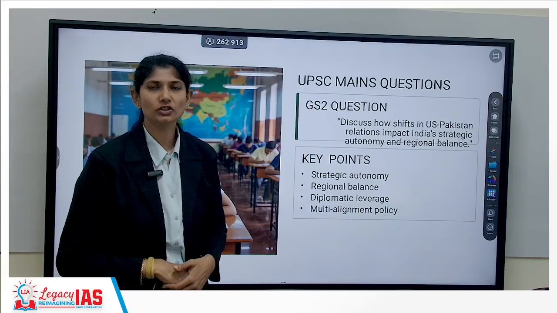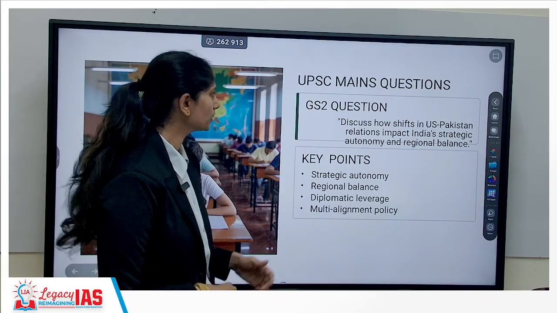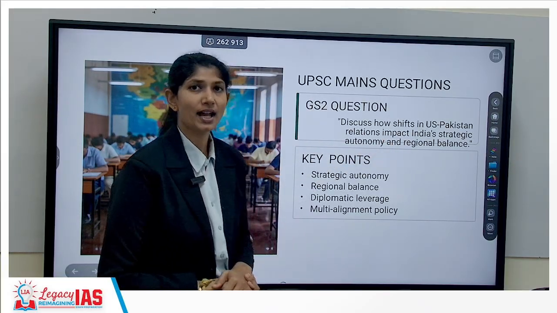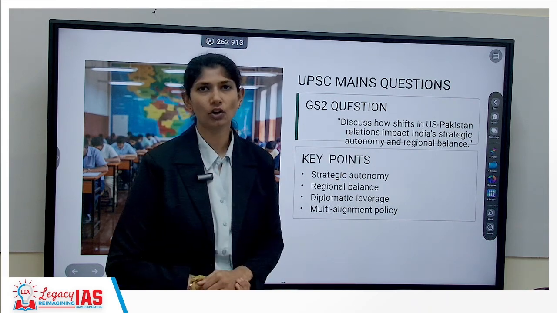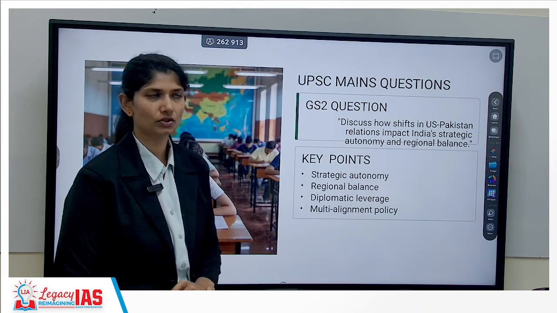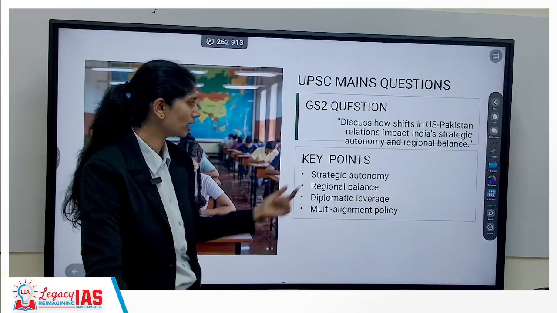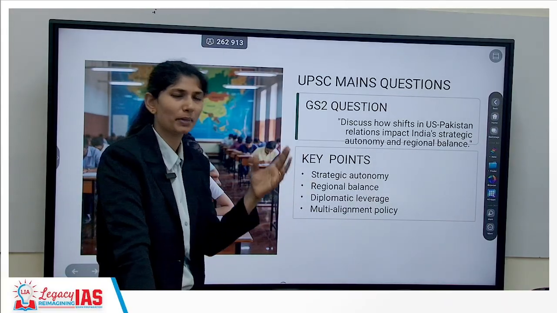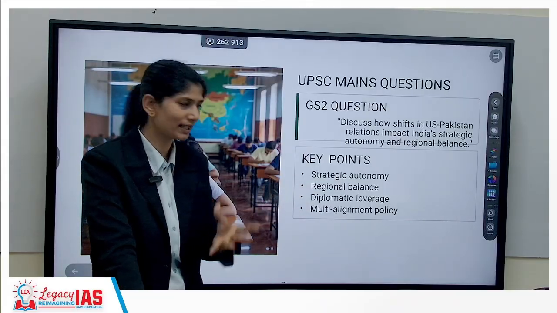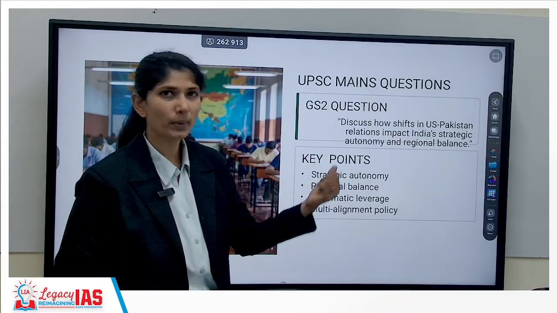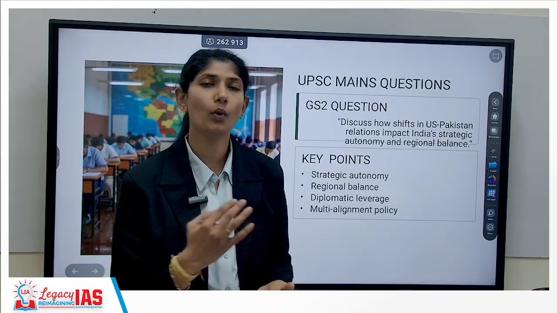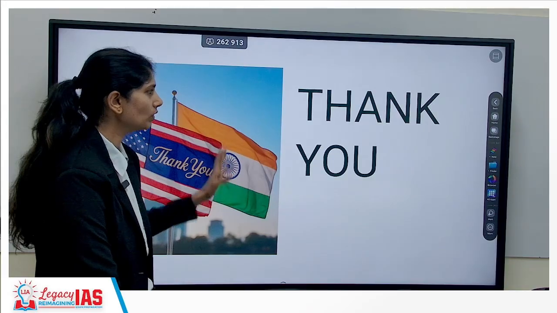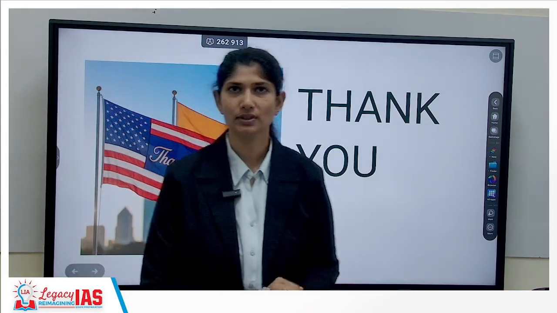Now, let's see a possible mains question from this topic. Discuss how shifts in US-Pakistan relations impact India's strategic autonomy and regional balance. So in this you have to speak about strategic autonomy and regional balance, again with respect to China, Pakistan, USA, India, multilateral forums. How we can use our diplomatic shifts, what leverages and places we have. So that is how you will have to deal with the question.